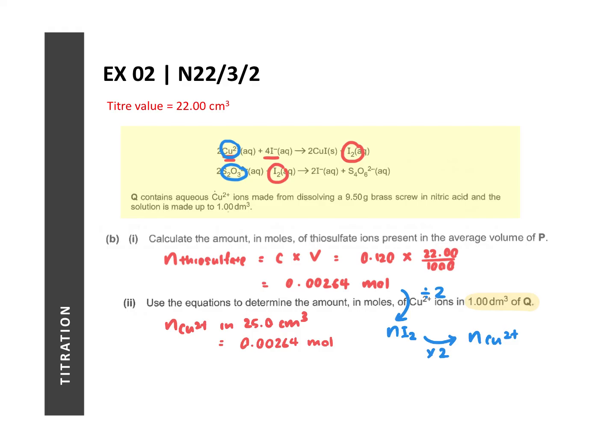But like I mentioned, in this part, they immediately want you to calculate the number of moles of copper in 1 dm cube of Q. So how do we do it is again by proportion or by mathematics. And that will give us this number of moles, which is 0.106 moles.